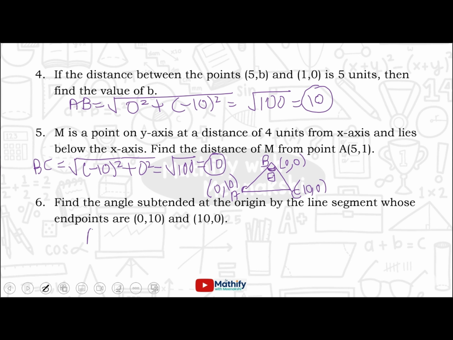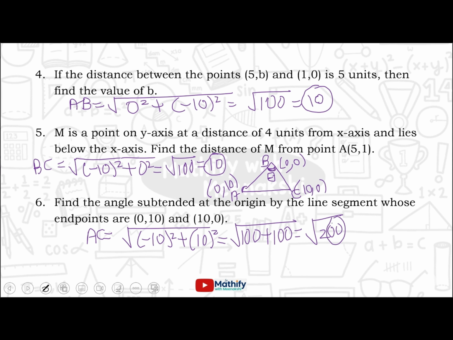Let's move to AC. Now what is AC? AC is again (0 minus 10) square, you can say minus 10 square, plus (10 minus 0) square, you can say 10 square. This time it's 100 plus 100, you can say root 200. What is root 200? The zeros will come outside, it becomes 10 root 2.